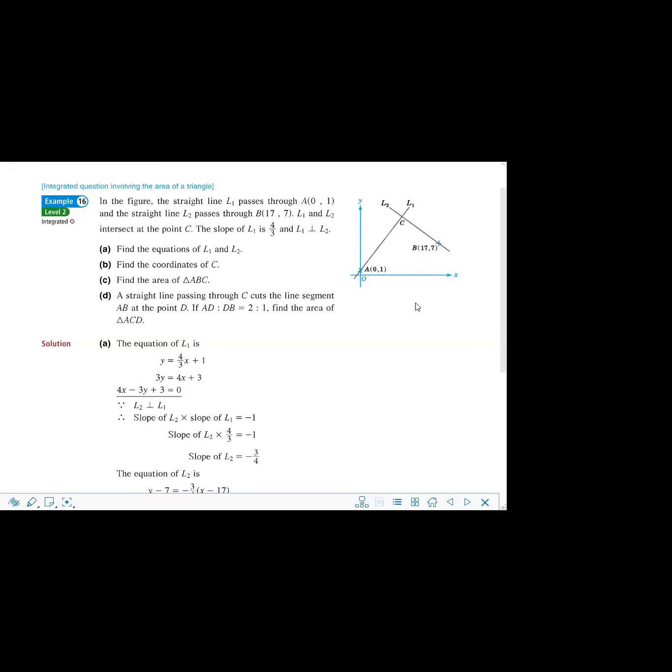In the figure, the straight line L1 passes through point A, and the straight line L2 passes through point B. And then L1 and L2 intersect at point C. The slope of L1 is 4/3, and L1 is perpendicular to L2.